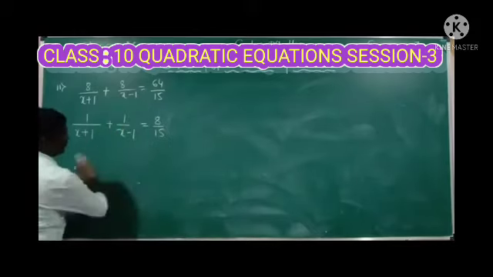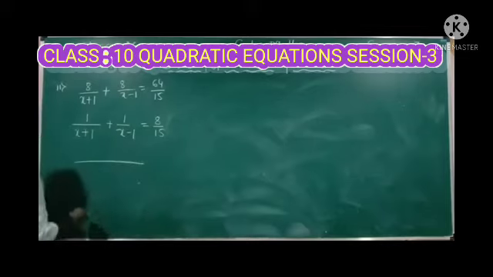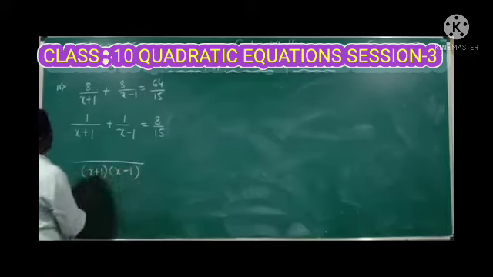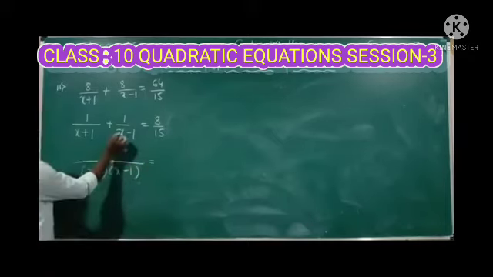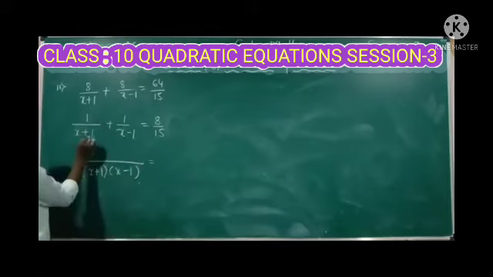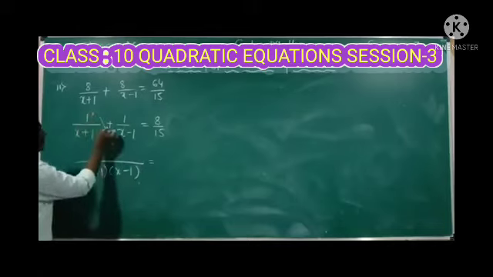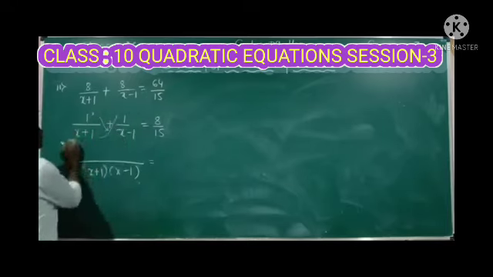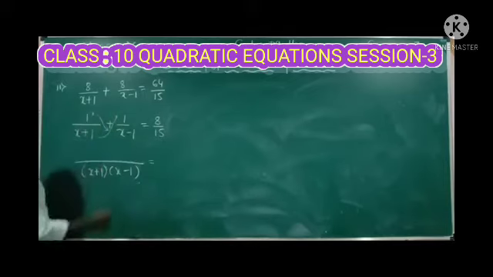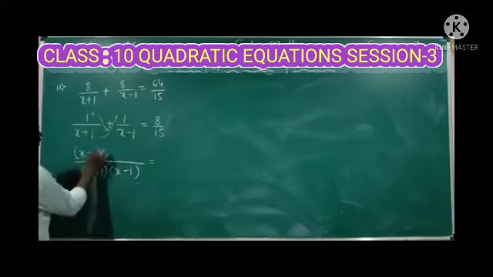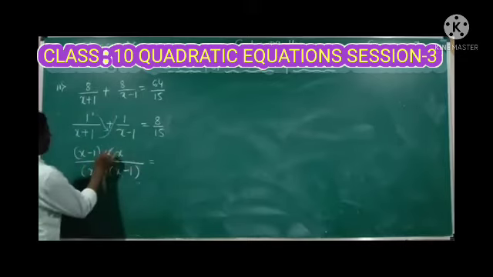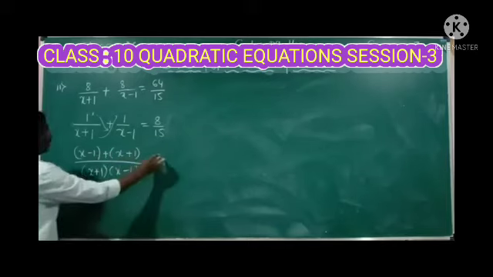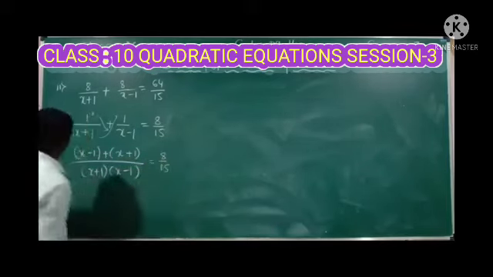Now take the LCM of these two terms. What is that LCM? X plus 1 into x minus 1, which is equal to, what do you have to multiply here? X plus 1 is already there, means you need to multiply this term. Here x minus 1 is already there, so multiply the first denominator to the second numerator. So x minus 1 into x plus 1 is equal to 8 by 15.